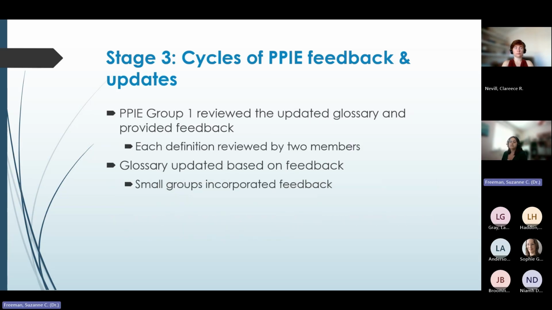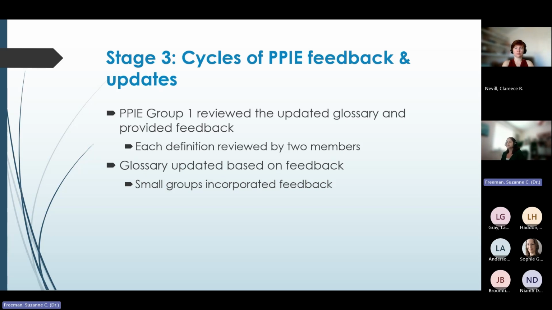We then split that list of 64 terms up and sent it back to the first PPIE group. Instead of sending them a list of 64 terms, which we thought was a bit excessive, they reviewed around 20 terms each, and we split it up so that every definition was reviewed by at least 2 members of the PPIE group.